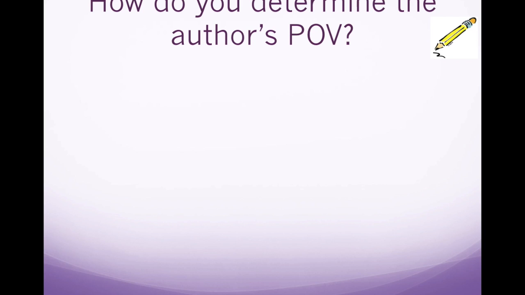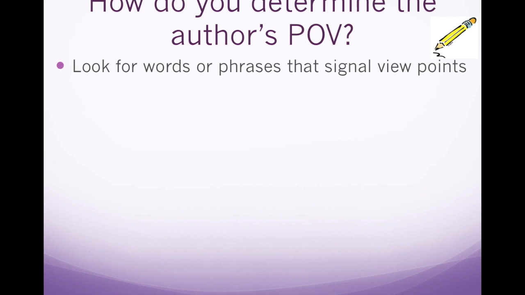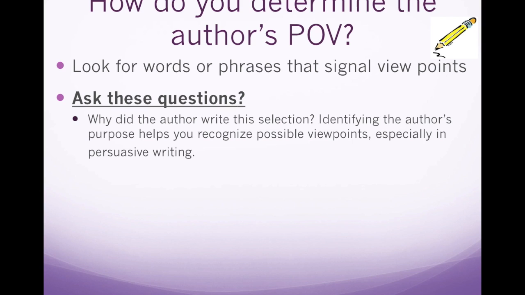Okay, so how do you determine the author's point of view? Well, first of all, look for words and phrases that signal the viewpoints. As we read different articles, especially as we're practicing these skills, I'll definitely point out the clues to you that show what the author's point of view is. But I've got a few questions here that I think would also be helpful as you're going through this. And remember, you can use any of your notes on your test, so take good ones here.